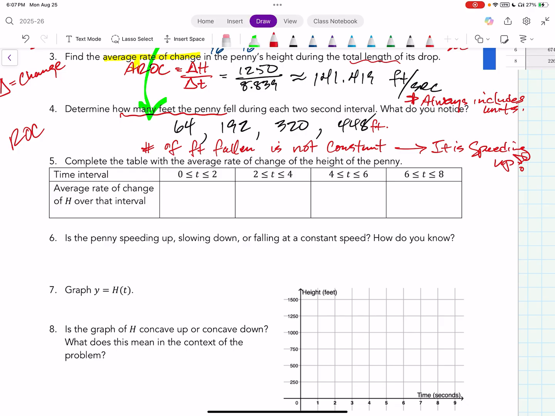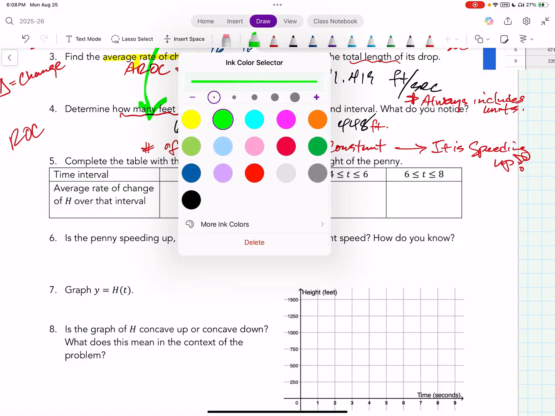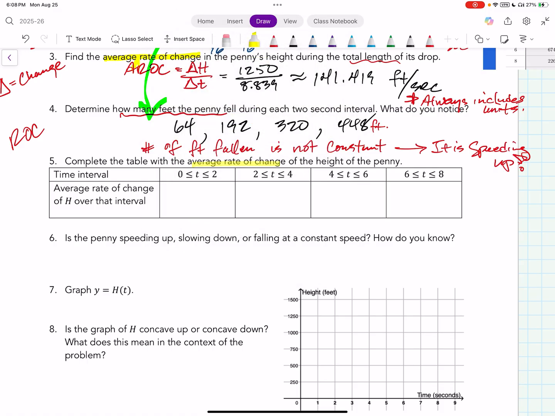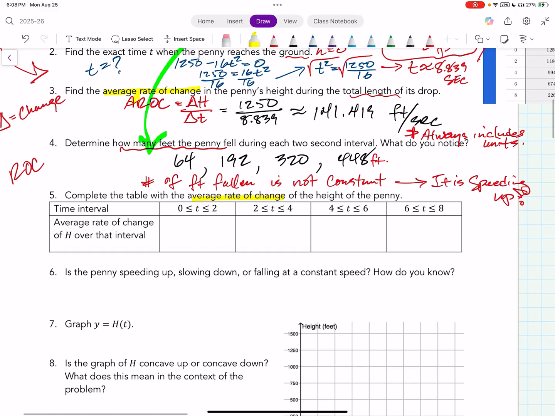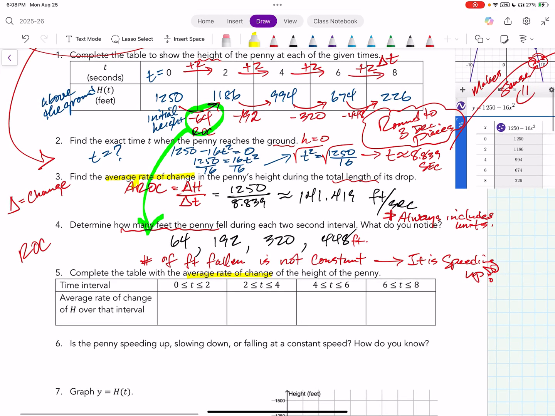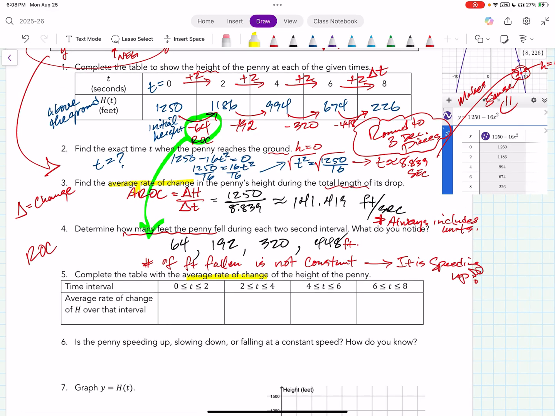Okay, so number 5 here, complete the table with the average rate of change. Ooh, average rate of change again. Look at this. It's all over this activity. So average rate of change of the height of the penny over each of the intervals. So here we go. We're going to take delta t, which is 2. We already know delta t is 2. So right up here at the top screen, delta t is 2. And then your delta h is given right here.